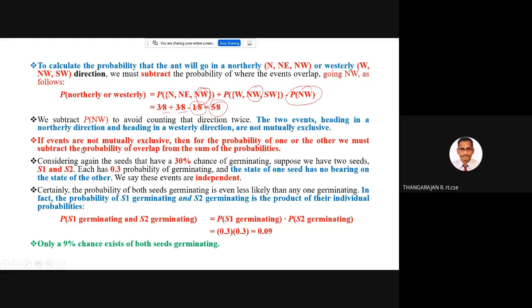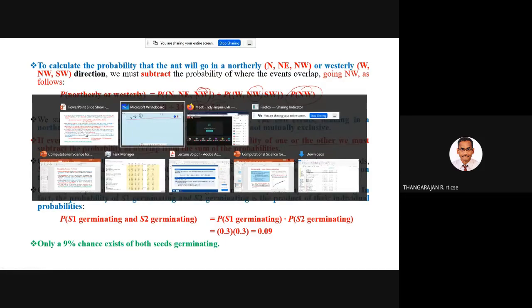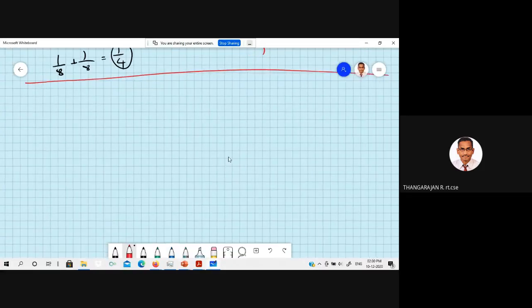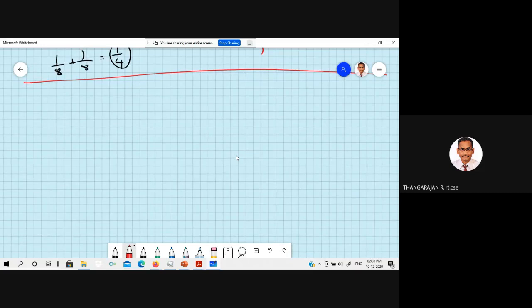If events are not mutually exclusive, then for the probability of one or the other, we must subtract the probability of the overlap. Overlap is the intersection. That's what I was mentioning. So we have seen one important concept of probability, that is mutually exclusive events. Next we move on to another important concept, that is independent events.